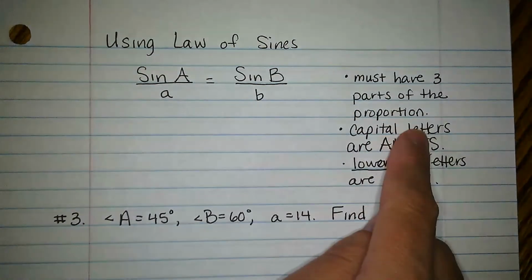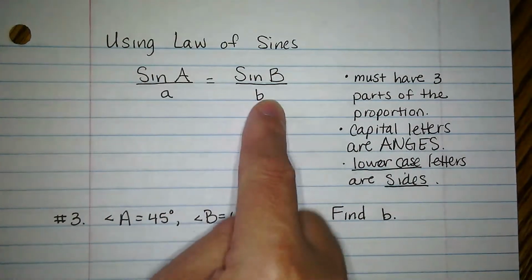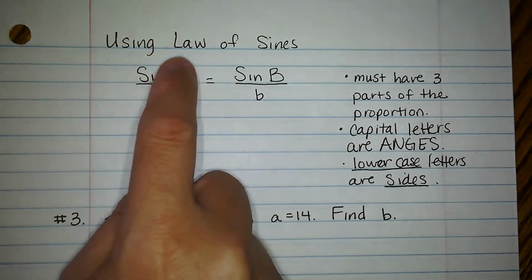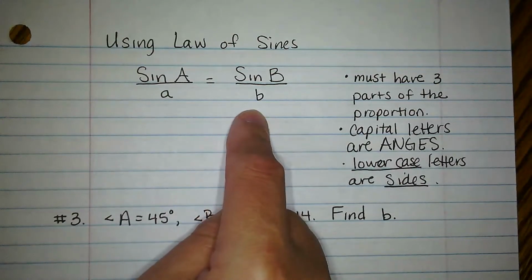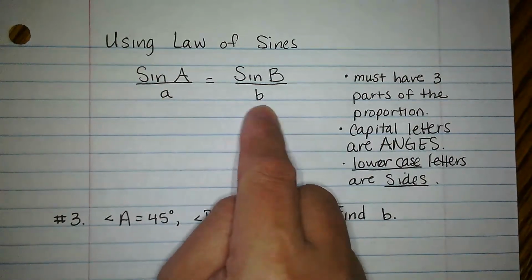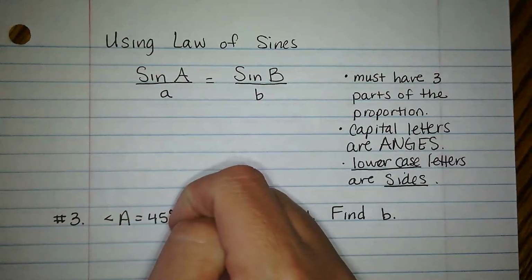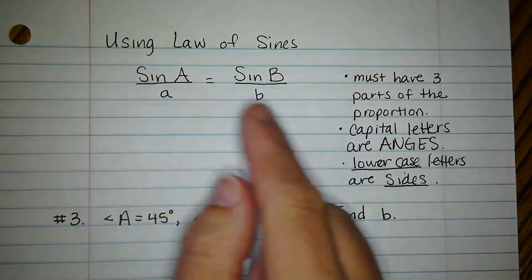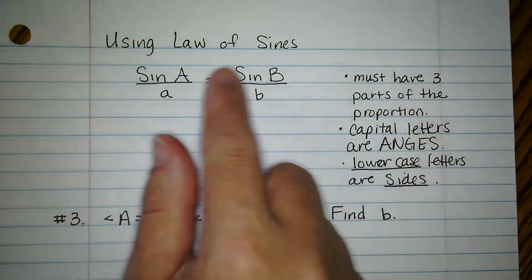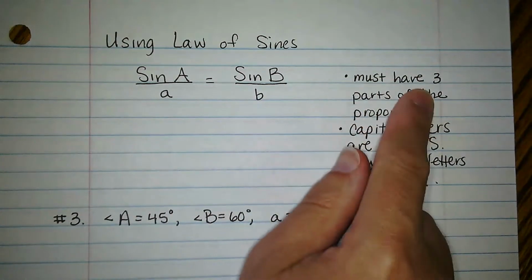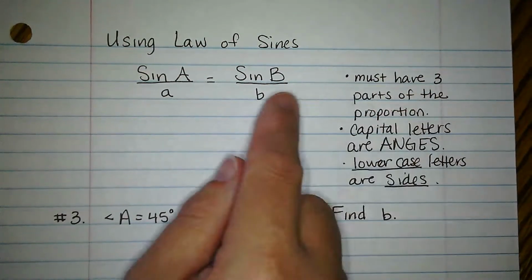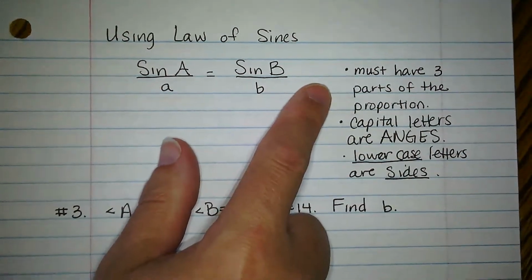Remember that in solving a proportion, you have to have 3 out of the 4 sections, which means you're either having 2 angles and a side, or you're having 2 sides and an angle. It doesn't matter what ones you have, you're just going to solve it the same way as far as cross multiplying and getting your variable by itself.